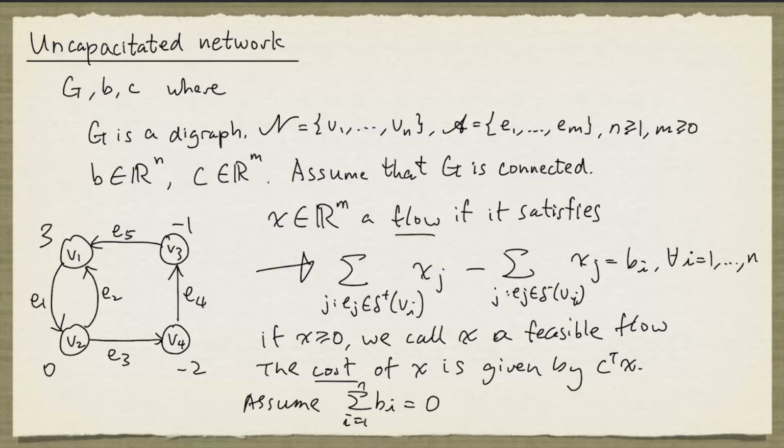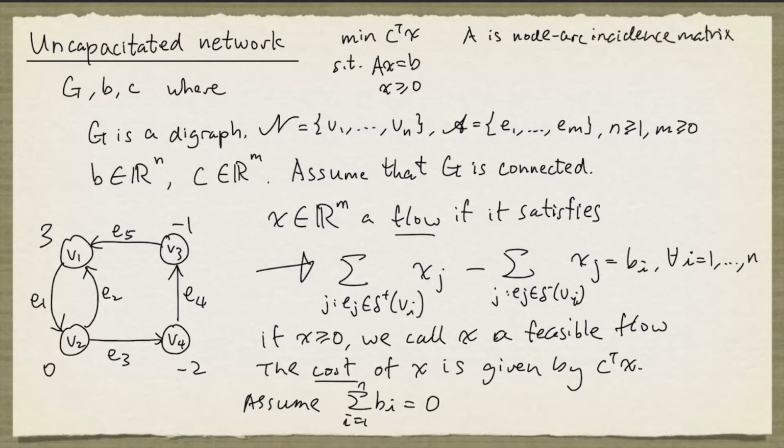So the minimum cost flow problem is really a linear programming problem, and we can write it as minimize C transpose X subject to Ax equal to B, x greater than or equal to 0 for some matrix A. And this matrix A is the node arc incidence matrix of the digraph. So the matrix A has to be such that Ax equal to B gives us all the flow conservation constraints.